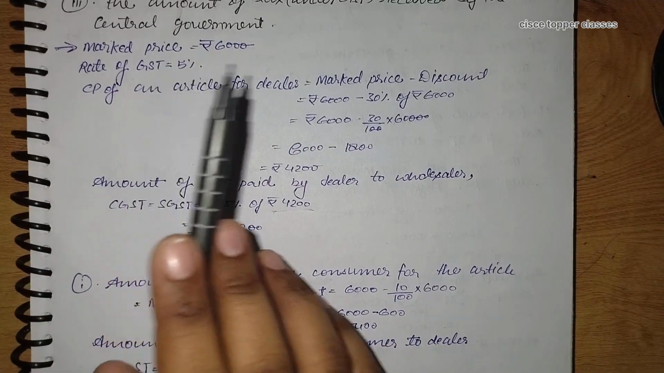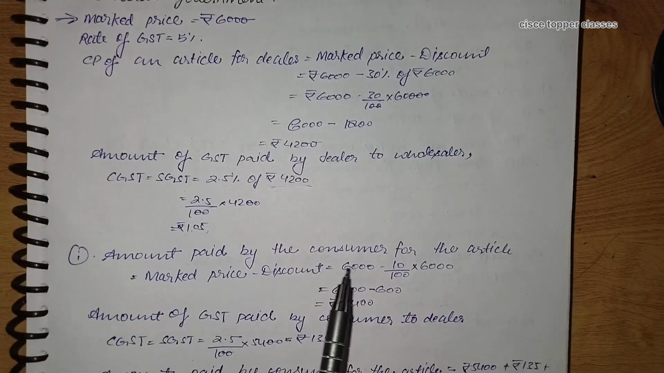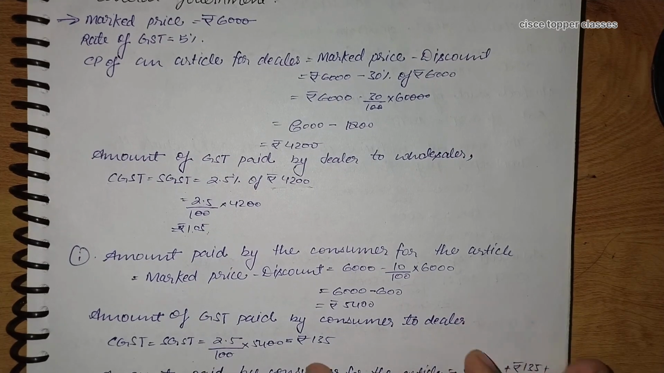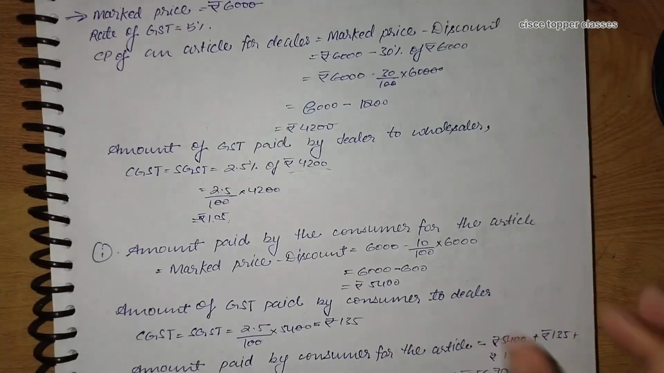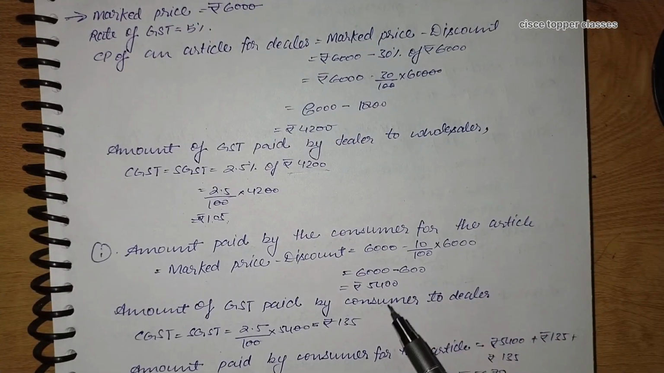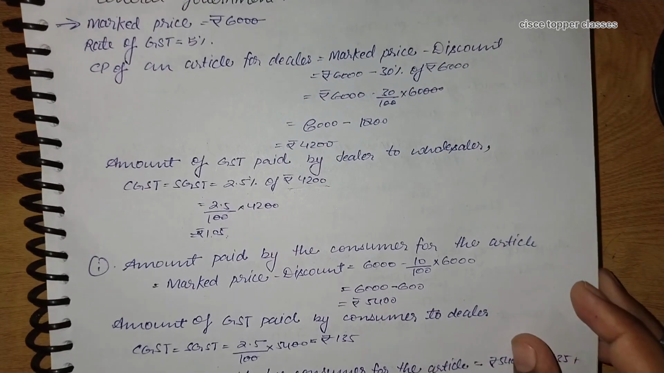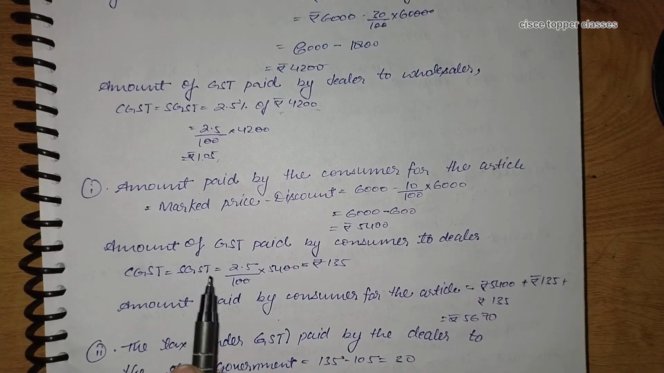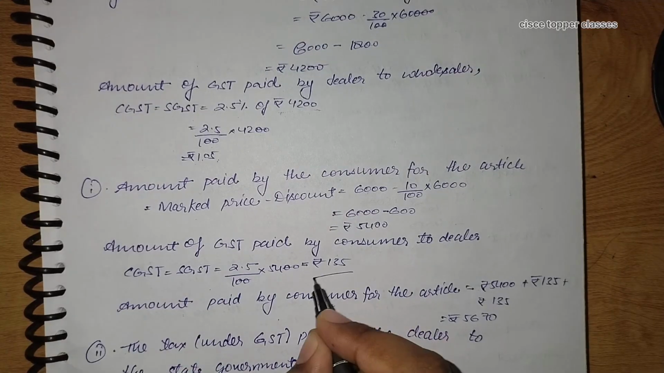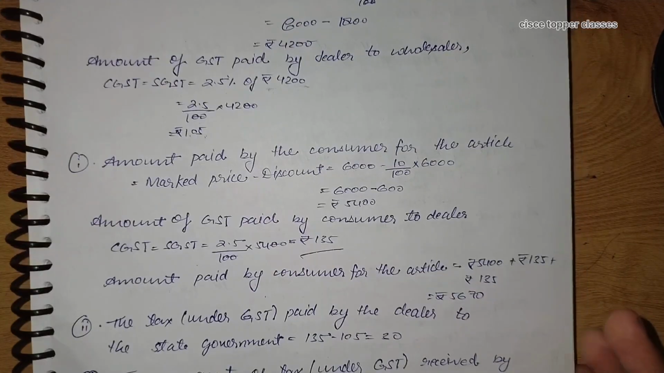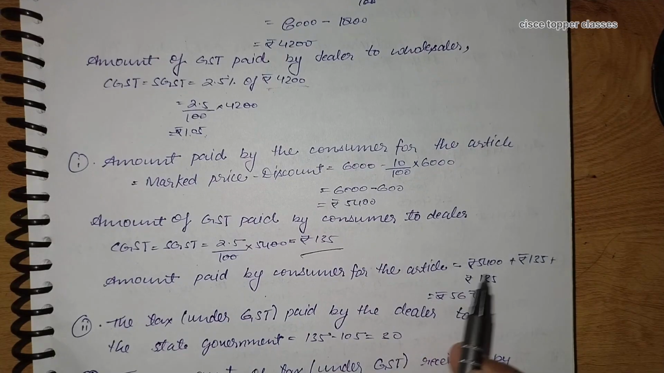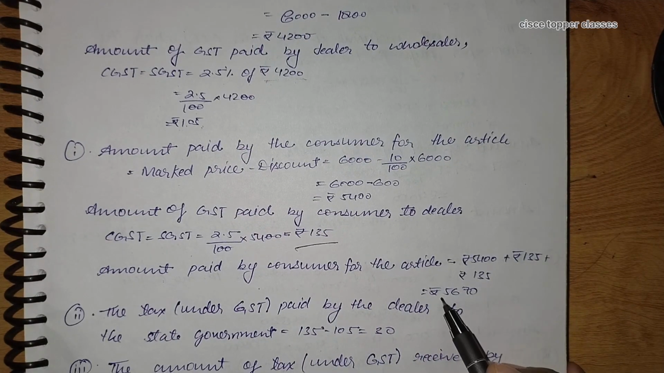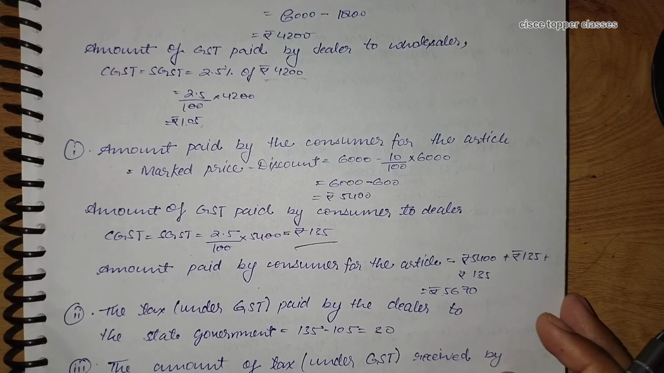Now we have to calculate the amount paid by the consumer. So the amount paid by the consumer for the article will be mark price minus discount, means 6,000 minus 10% of 6,000. So this will be 5,400 here. The amount of GST paid by consumer to dealer will be CGST equal to SGST, means 135 is the amount of GST paid by consumer. The amount paid by consumer for the article will be 5,400 plus 135 plus 135, means 5,670.